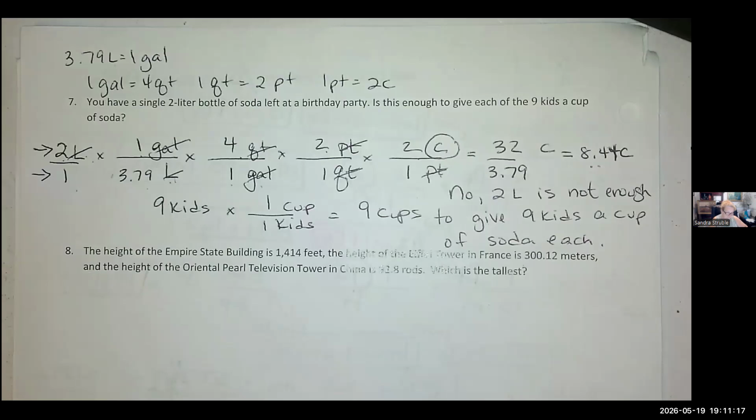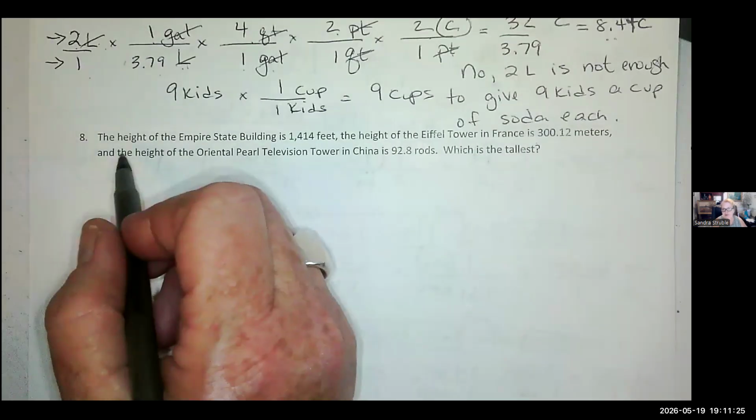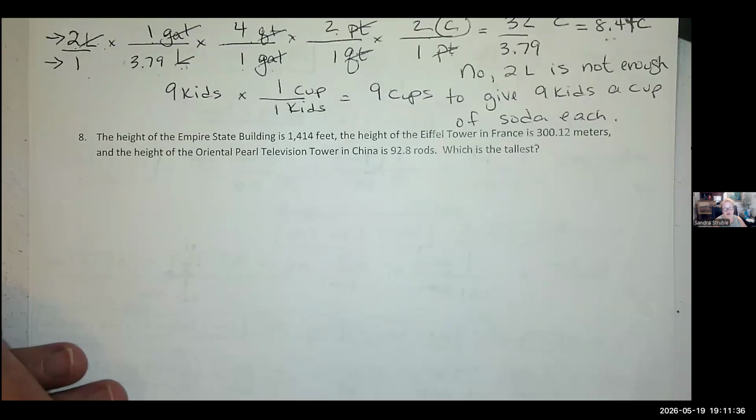Units are important. I can't say that strong enough. The height of the Empire State Building is 1,414 feet. The height of the Eiffel Tower in France is 300.12 meters. And the height of the Oriental Pearl Television Tower in China is 92.8 rods, which is the tallest. I don't know about you, but I don't know what meters or rods look like distance-wise. I do know what feet look like.